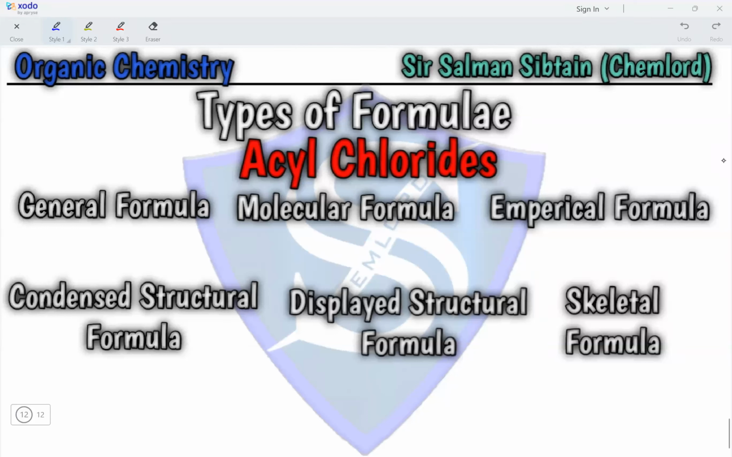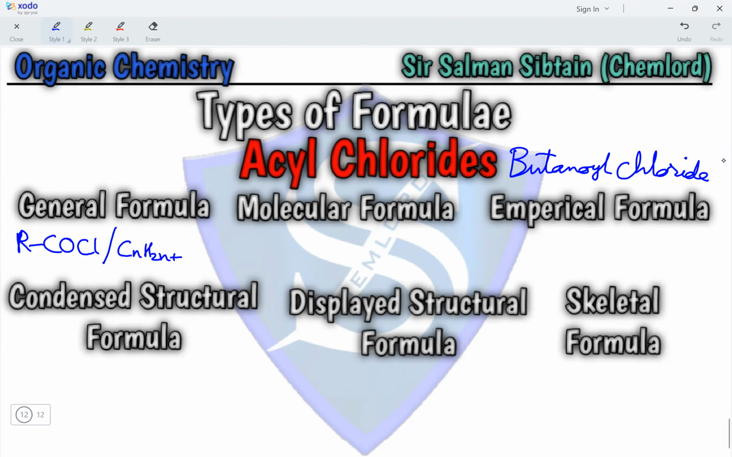Next, we'll be looking at the types of formulae of acyl chlorides, and a four carbon acyl chloride would be known as butanoyl chloride. The general formula of acyl chlorides would be R bonded to the functional group, which is COCl. And we would have, in terms of the carbon, hydrogen, oxygen, and chlorine atoms, the formula as CnH2n+1 COCl, which is the functional group.